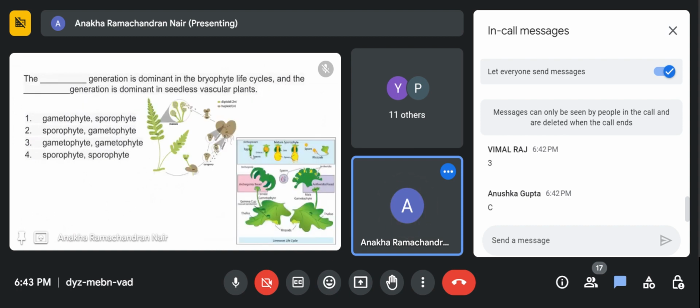The question is, the dash generation is dominant in the bryophyte life cycle, and the dash generation is dominant in the seedless vascular plants. The options are: option 1 gametophyte and sporophyte, option 2 sporophyte and gametophyte, option 3 gametophyte and gametophyte, and option 4 sporophyte and sporophyte. So, what do you think the correct answer is?